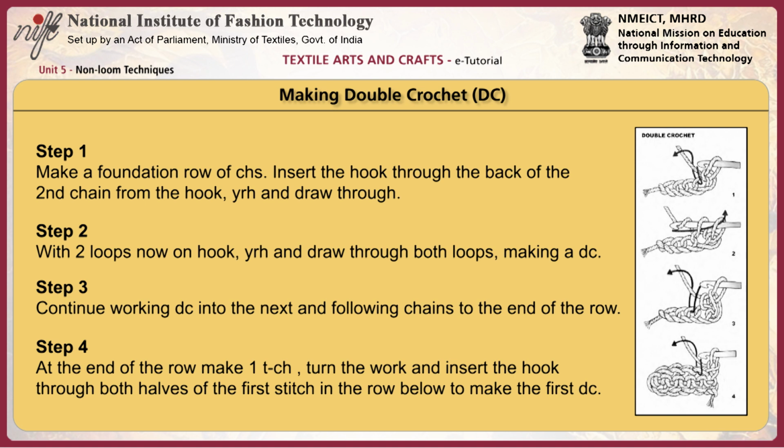At the end of the row, make 1 turn chain, turn the work and insert the hook through both halves of the first stitch in the row below to make the first DC.